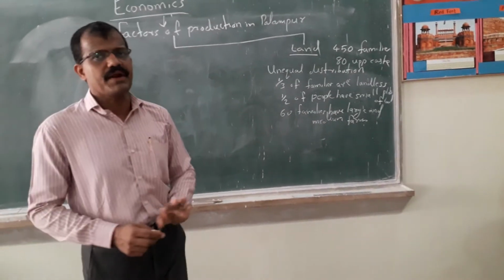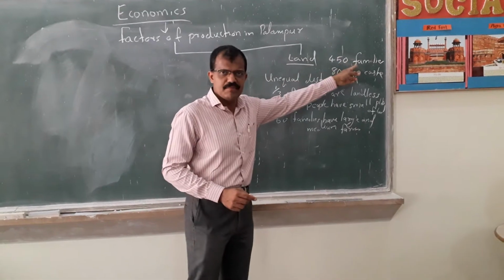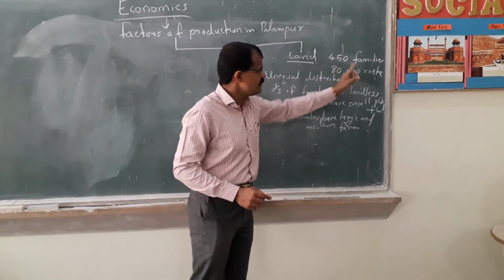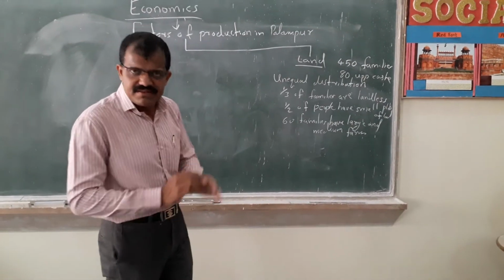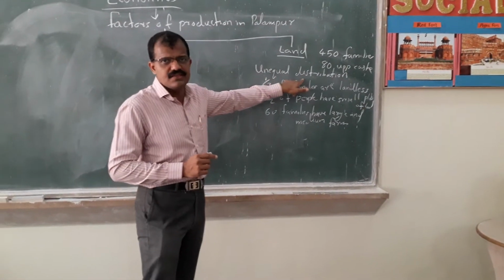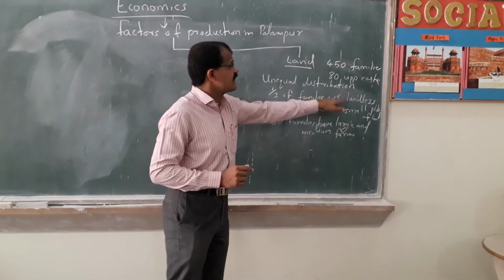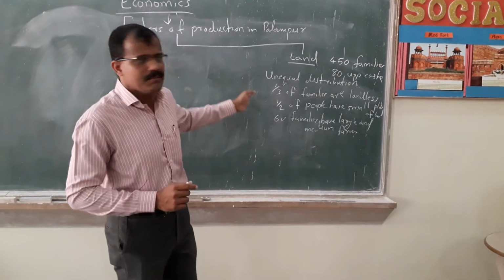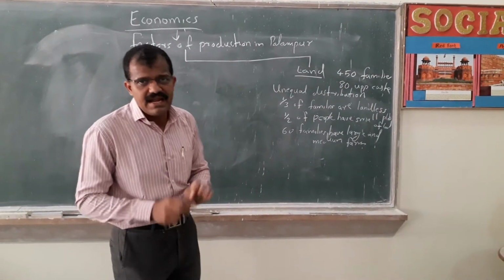In the village of Palampur, we see that a total of 450 families are there. Among these, 80 families are upper caste families, and the majority of the land is possessed by them. It means there is unequal distribution of land. Then again, one third of families are landless, which means nearly 150 families are landless.